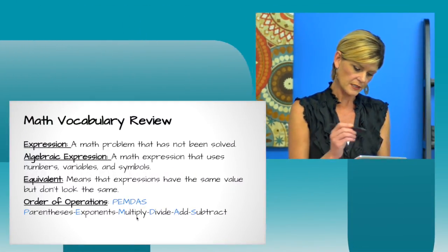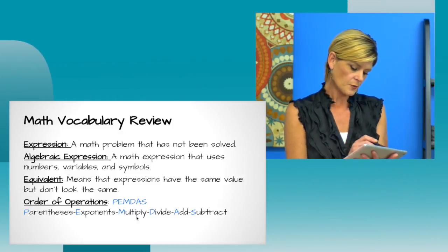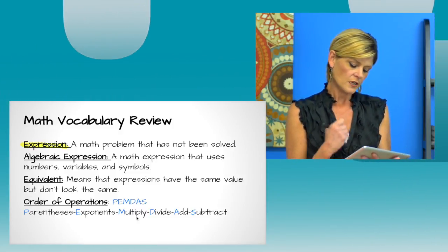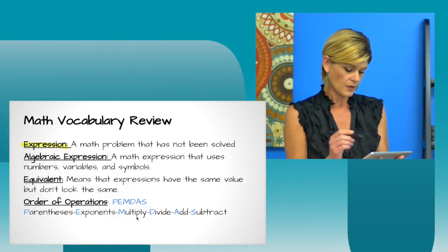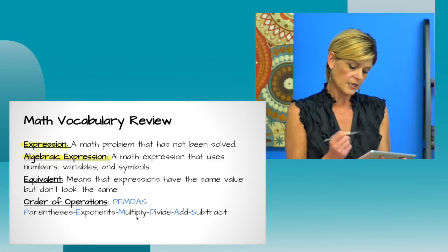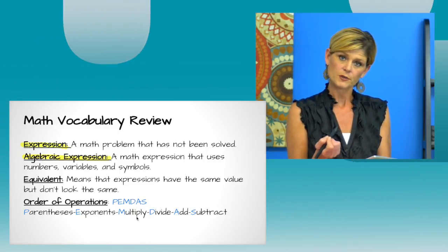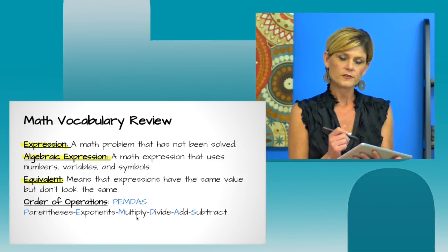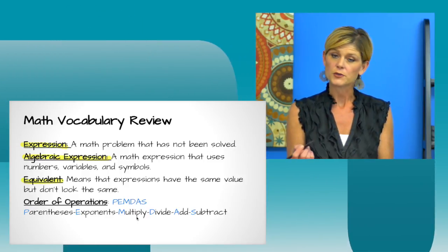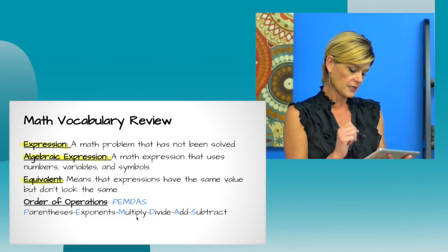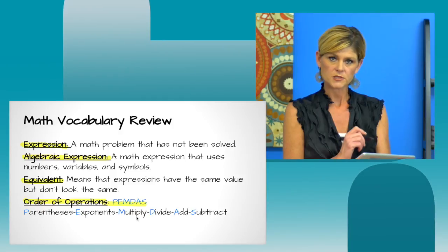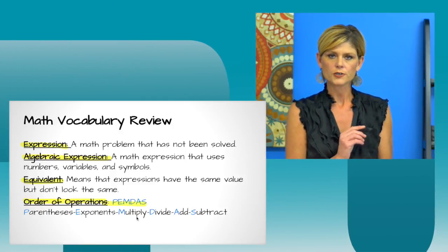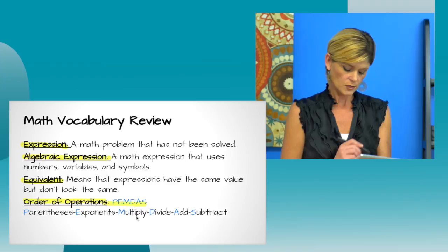I quickly wanted to take a minute to go over some of the words that we've been using lately in this chapter. The first thing I want to talk about is the word expression. And remember, an expression is basically a math problem that's just not been solved. An algebraic expression is a math expression that uses numbers, variables, or symbols. The word equivalent means that expressions have the same value but don't look the same. And order of operations, otherwise known as PEMDAS, P-E-M-D-A-S, tells us the order in which we do operations when we're solving an equation.